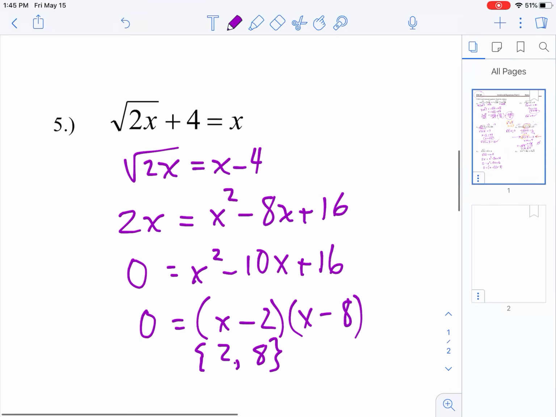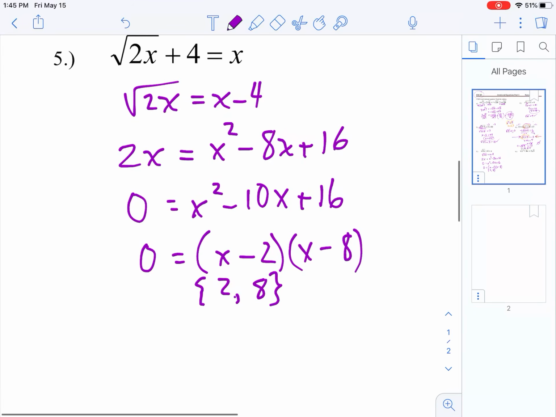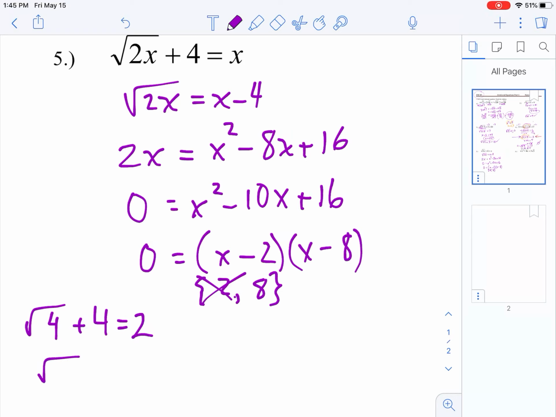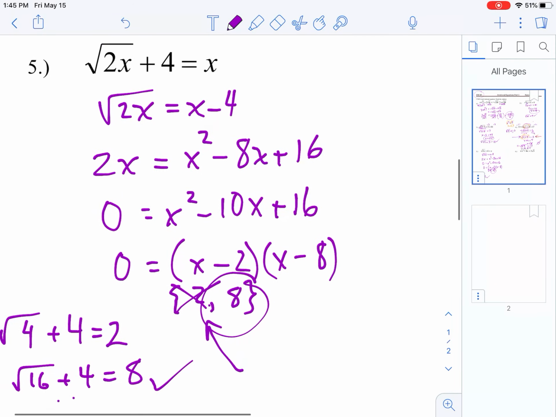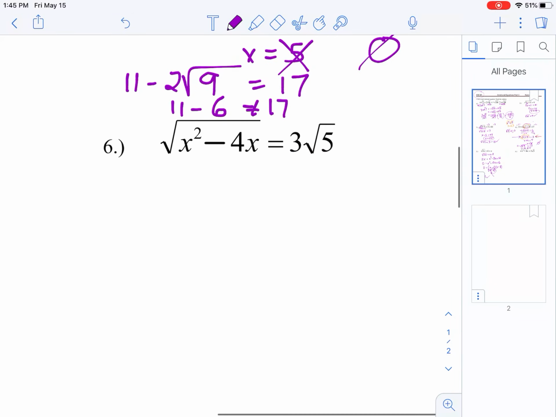Okay, so my solution is a 2 and an 8. Now, because I squared both sides, something weird might have happened, so let me check. So root 4 plus a 4, does that give me 2? No. Okay, 2 does not work. Let's check 8. Root 16 plus 4, does that give me 8? 4 plus 4 is 8. Cool. Okay, 8 does work. So the only correct solution is 8. 2 is considered an extraneous root.